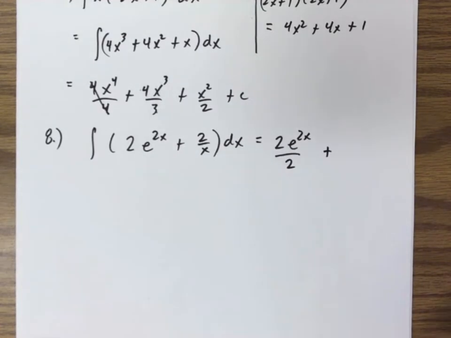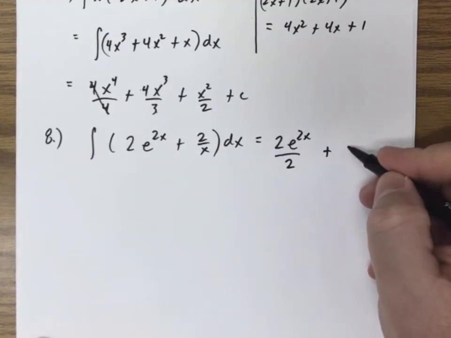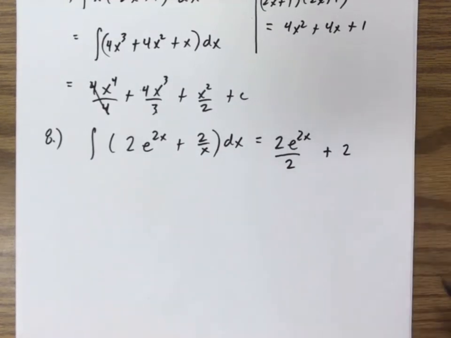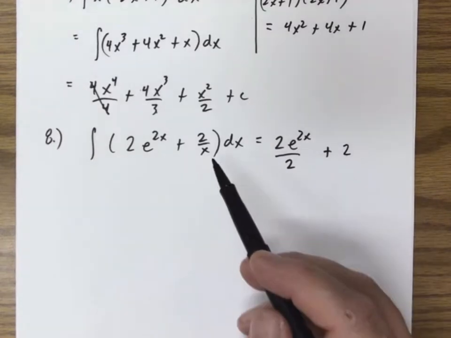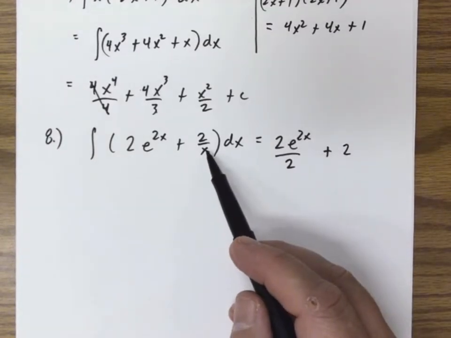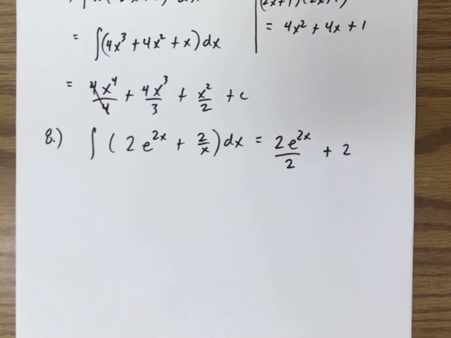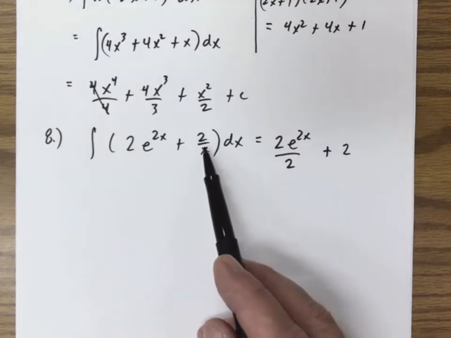Now the integral of 2 over x, the 2 is just a coefficient, tags along. You could think of this as x to the minus 1, and then use the power rule. But if you try that very quickly, you'll realize you're going to be dividing by 0 again, and then maybe you'll remember this is that special case.